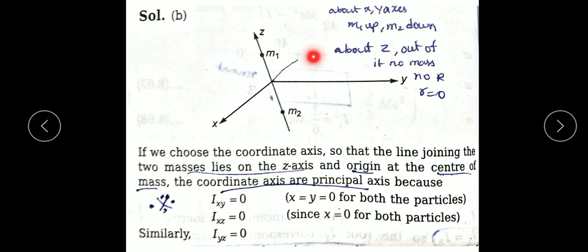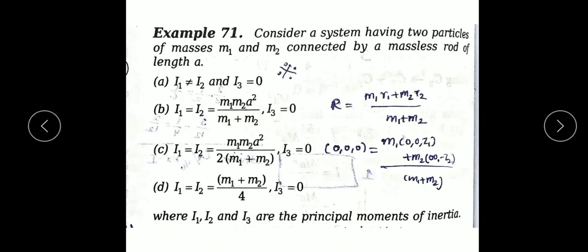Like if the mass was lying here, it would be at a particular distance from the z-axis. If it is lying here, it would be at a particular distance from the z-axis. But they are lying along the z-axis. Hence, the moment of inertia about the z-axis would be 0. The moment of inertia is nothing but mass distribution. So hence we have I3 equal to 0. That is nothing but Iz equal to 0.